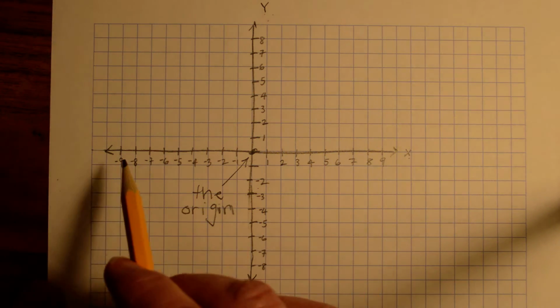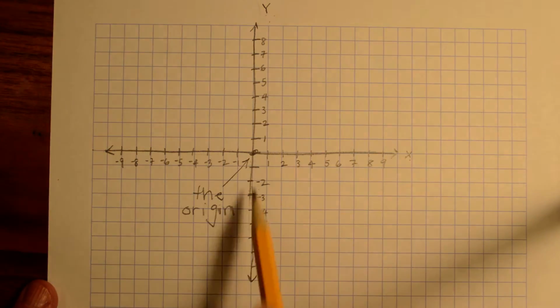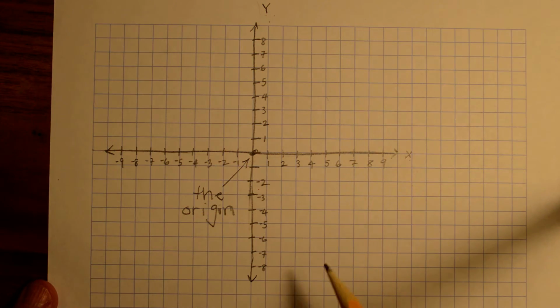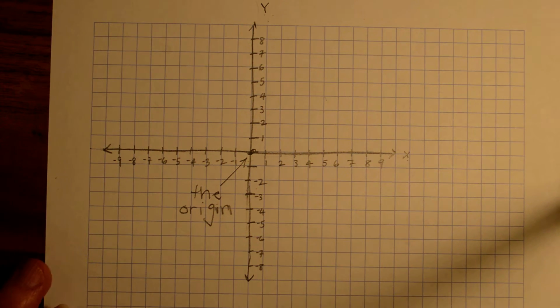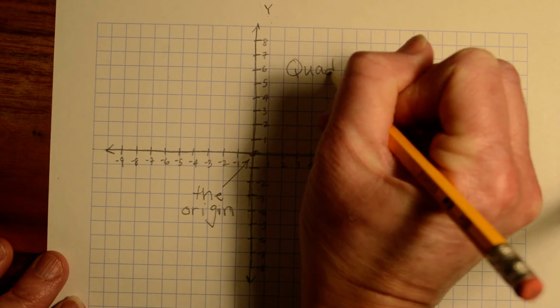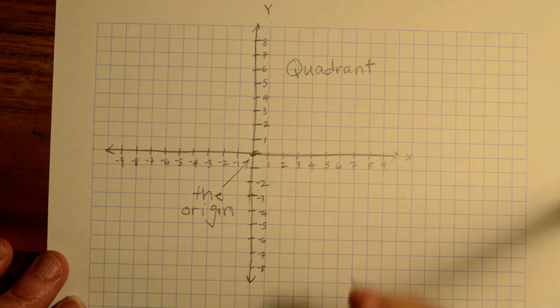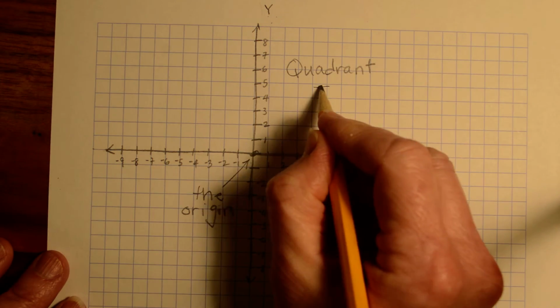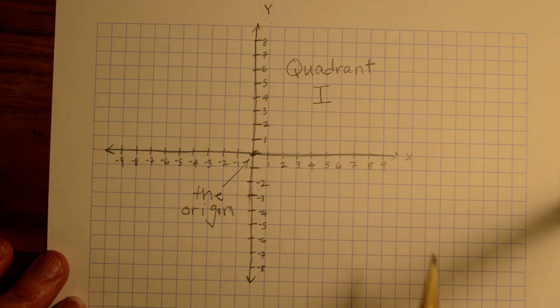The second thing you should notice is that these two lines right here chop this page into 4 separate sections. Each of these sections is called a quadrant. Let me spell that for you. Q-U-A-D-R-A-N-T. And we number them as 1, 2, 3, and 4. This one is quadrant 1. And I'm not just being fancy when I put that as a Roman numeral. We do number them in Roman numerals.